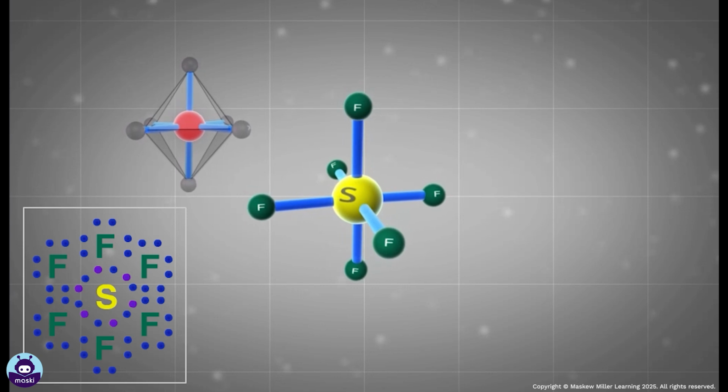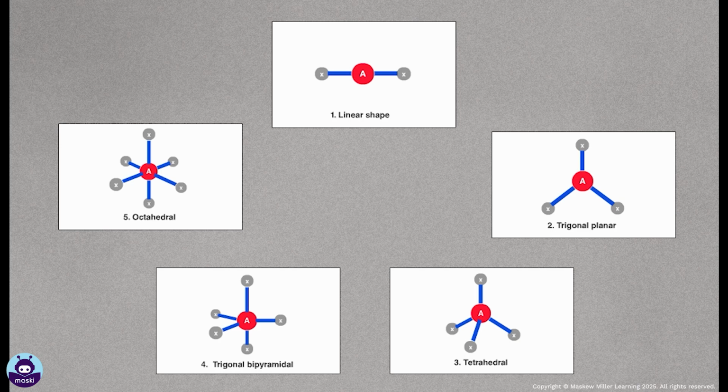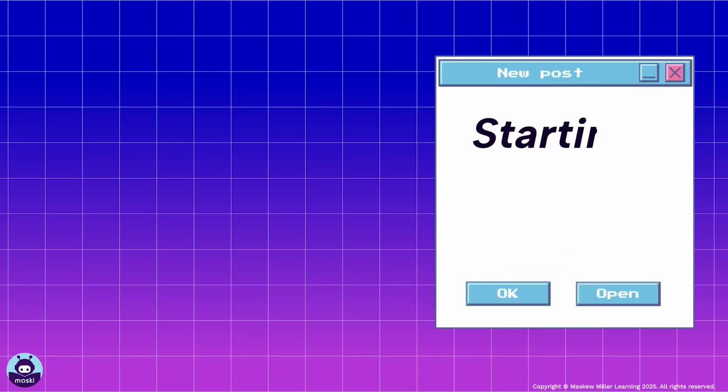It is important to note carefully that these ideal shapes exist only when no lone pairs of electrons are present around the central atom. Let us look at the 5 ideal molecular shapes again.